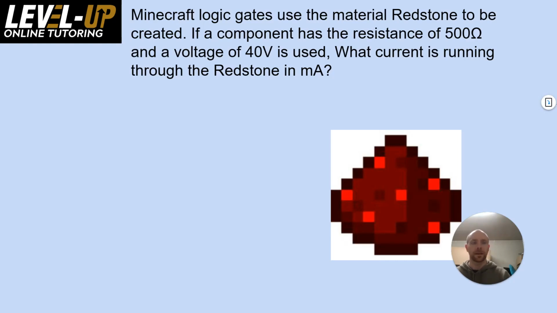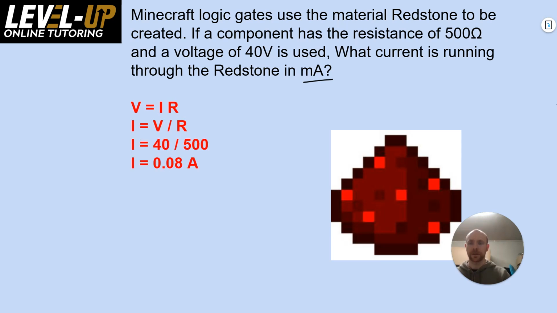Last one here. What is the current running through the resistor in milliamps? Notice they want it in milliamps. There you are. 500 ohms, voltage of 40 volts. What is the current in milliamps? And your answer, V equals IR.